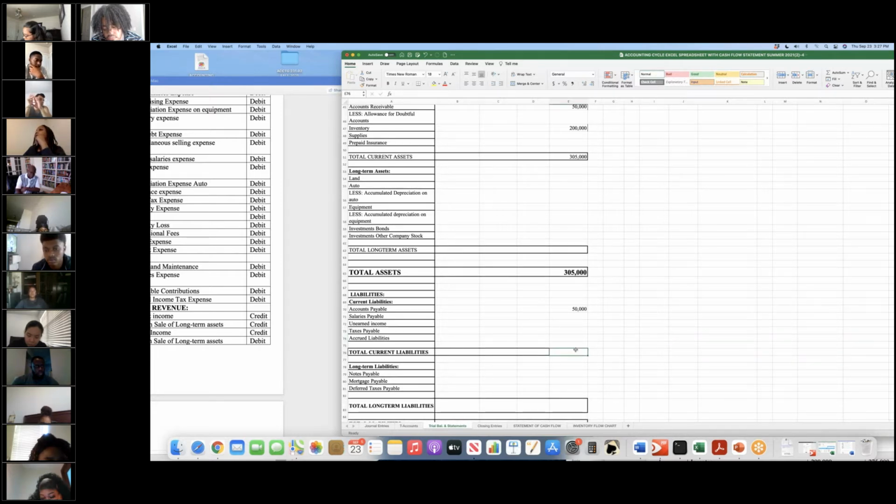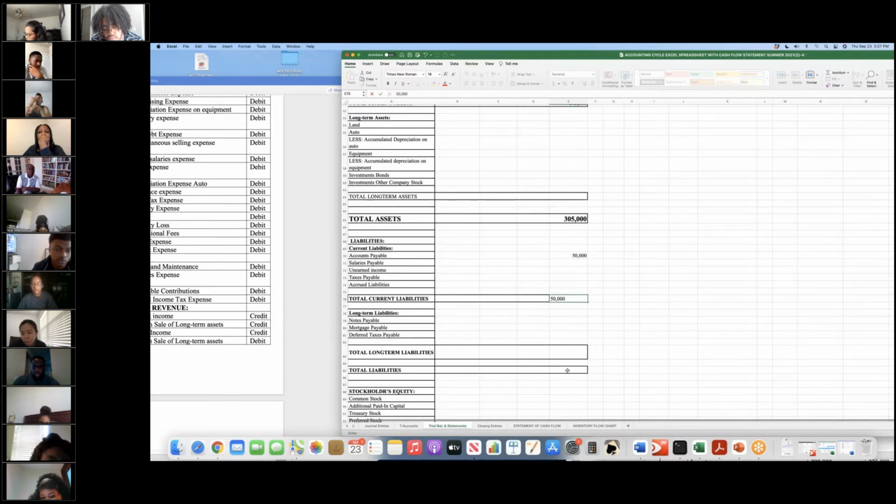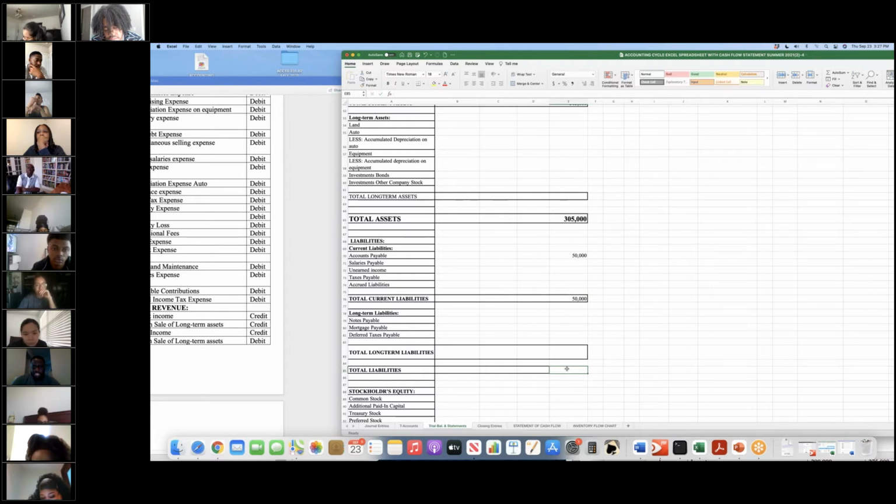So the total current liabilities is 50,000. Okay. Let's see. We didn't have any long-term liabilities. I was working last night, so while you all were rested and celebrating the end of the test, I was working to see how I could get you all to prepare these balance sheets and do these next steps. So our total liabilities is 50,000. Everybody see that? We only had one accounts payable.